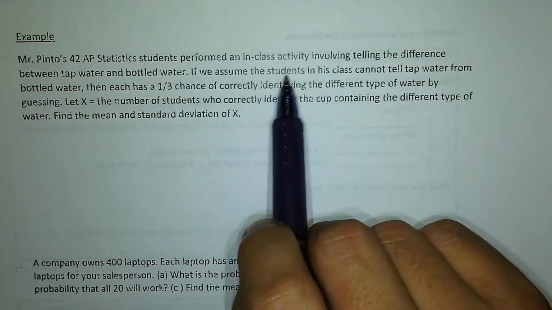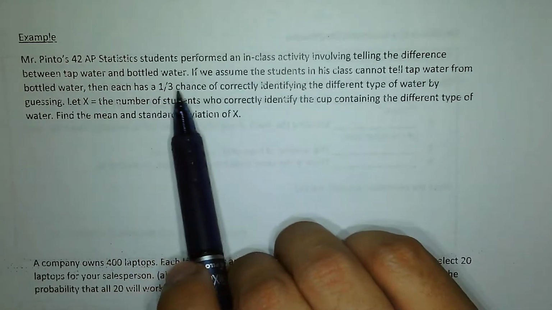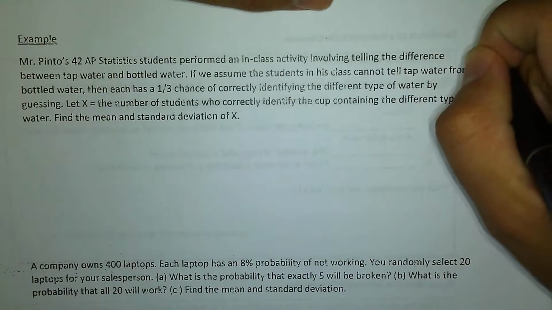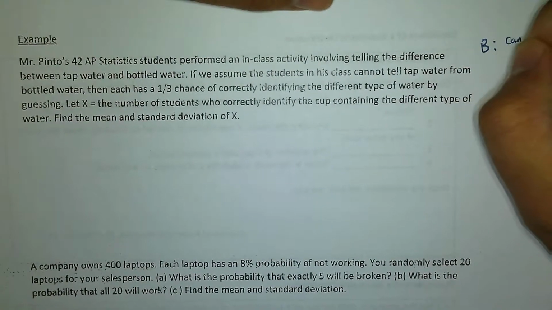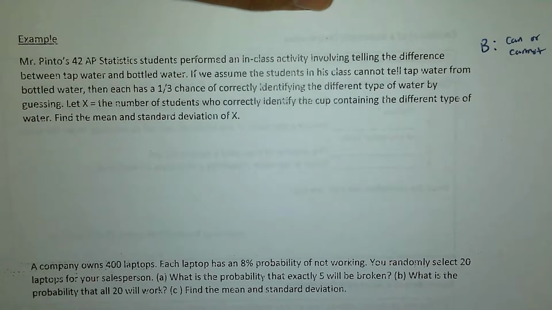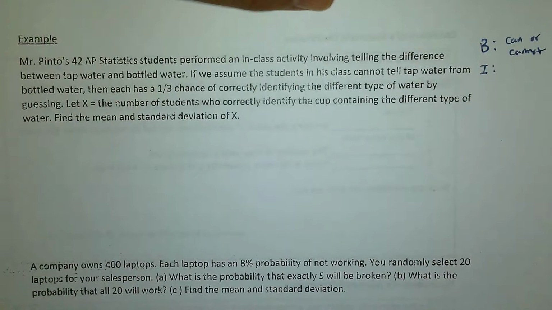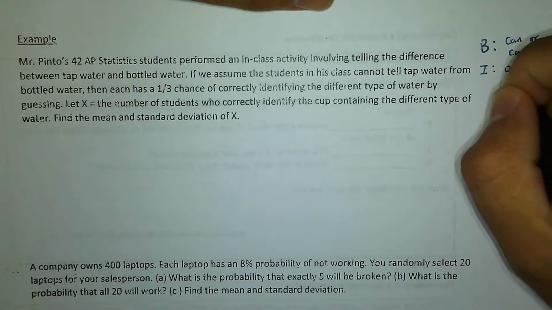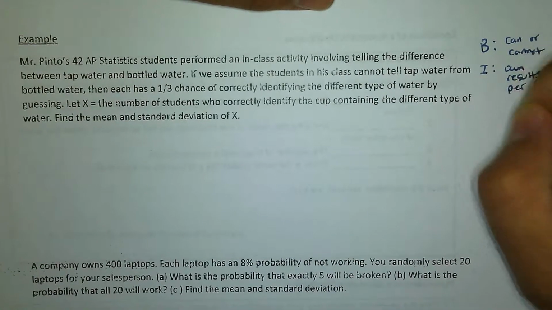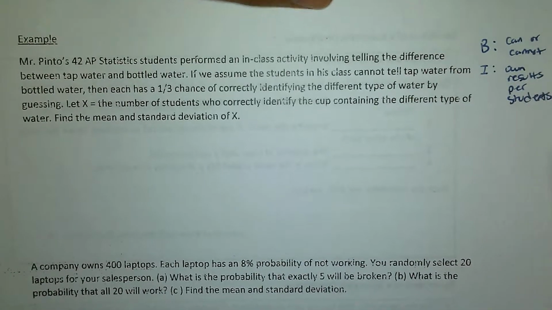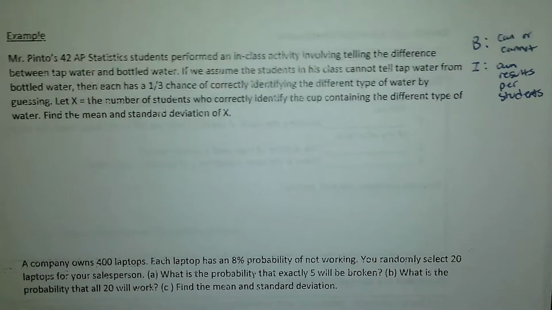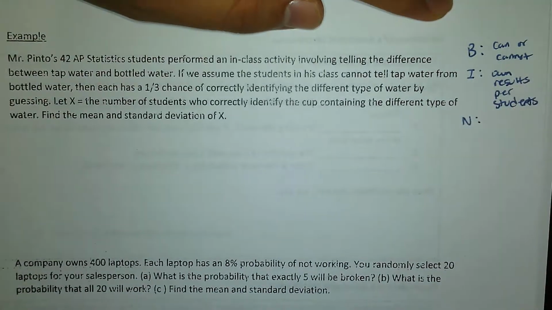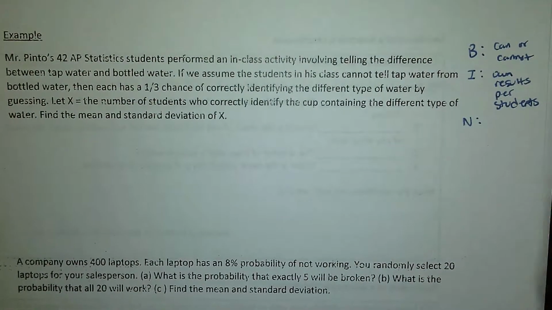So I'm noticing that they have to tell the difference between tap and bottled water. So if we assume the students in this class cannot tell the tap from the bottled water, this is a binary outcome, right? Either they can or cannot tell the difference, right? That's our success. We could assume these are independent because each student would have their own results. But we're going to imagine that the first student has no influence on the 27th student, who has no influence on the 42nd student. I look here, and my sample size, or actually my population really, would be 42.